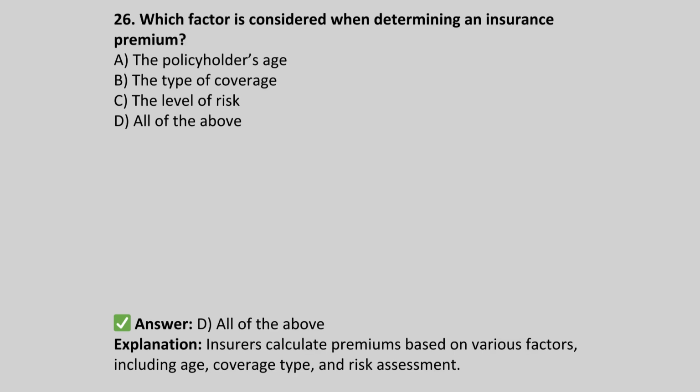Which factor is considered when determining an insurance premium? A. The policyholder's age. B. The type of coverage. C. The level of risk. D. All of the above. Answer: D. All of the above. Explanation: Insurers calculate premiums based on various factors, including age, coverage type, and risk assessment.